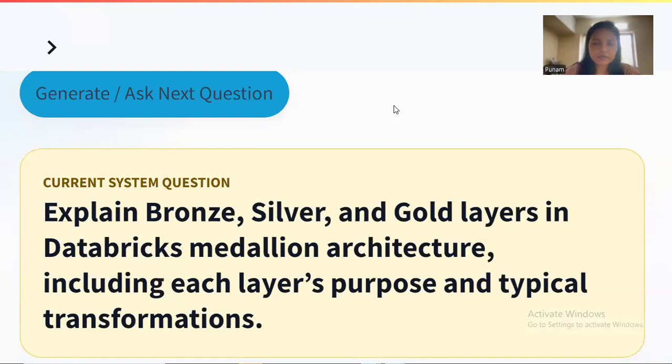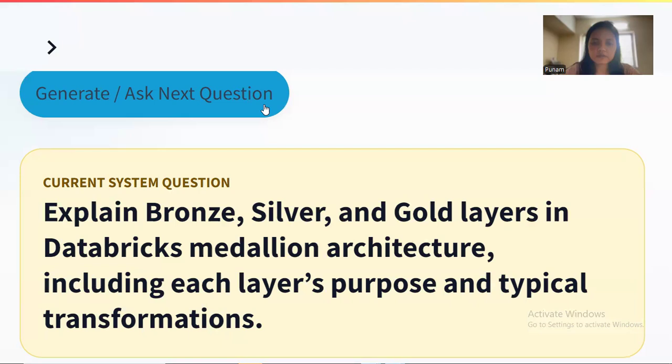So basically in bronze, we try to keep the source as it is without any transformation, so that going further, if there is any problem in another layer, we can easily trace back in the bronze layer. So that is the thing we do in the bronze.